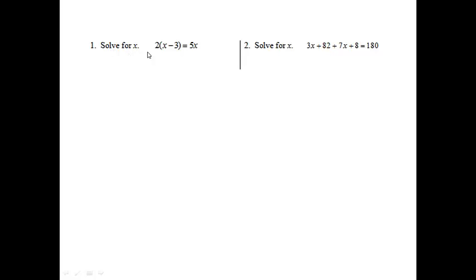Number 1, solve for x. 2 times the quantity x minus 3 is equal to 5x. The first thing that we need to do is to get rid of our parentheses, so let's distribute. We'll get 2x minus 6 equals 5x.